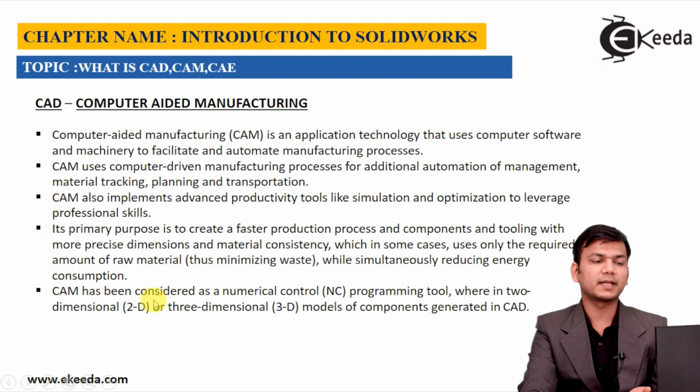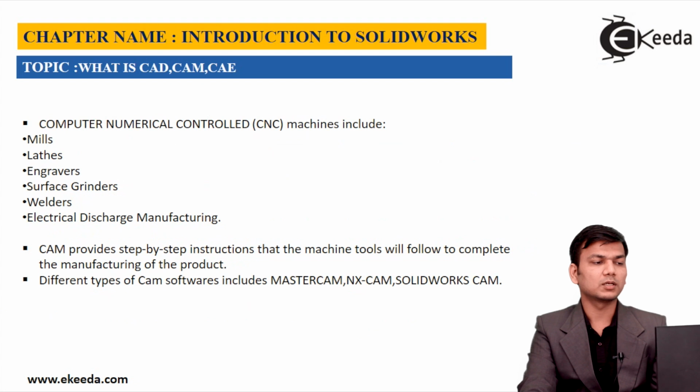CAM has been considered as a numeric control programming tool wherein two-dimensional or three-dimensional models of a component are generated in the CAD. Now basically CNC machines you have heard, that is computer numerical control machines, that includes mills, lathes, engravers, surface grinders, welders, electrical discharge machining.